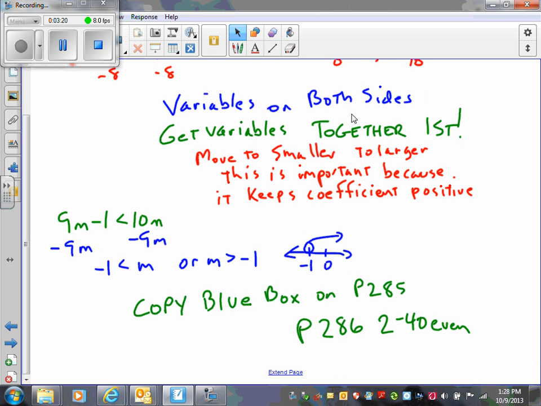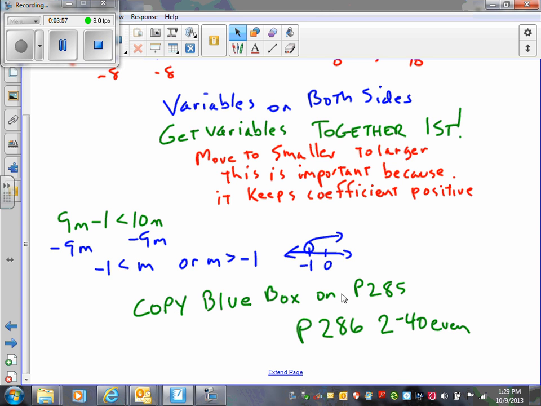If we have variables on both sides, we got to get the variables together first. That means you move the smaller one to the larger one. This is important. You really want to do this because it keeps the coefficient positive. If our coefficient is negative, like you'll learn on Tuesday, it changes the way the problem works. So if I have 9m minus 1 is less than 10m, then I got to subtract 9m from both sides. It gives me minus 1 is less than m, or m is greater than minus 1. So I put a circle on minus 1, arrow to the right.